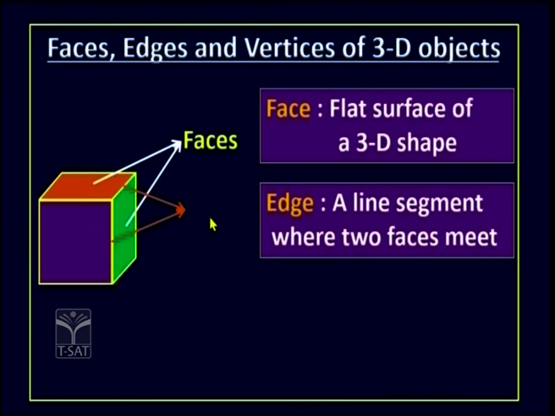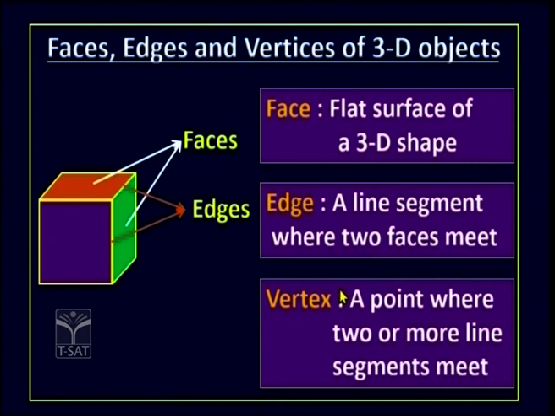So these are called edges, children. Now let us understand what is a vertex. A point where two or more line segments meet. See here, line segments are nothing but edges, children.